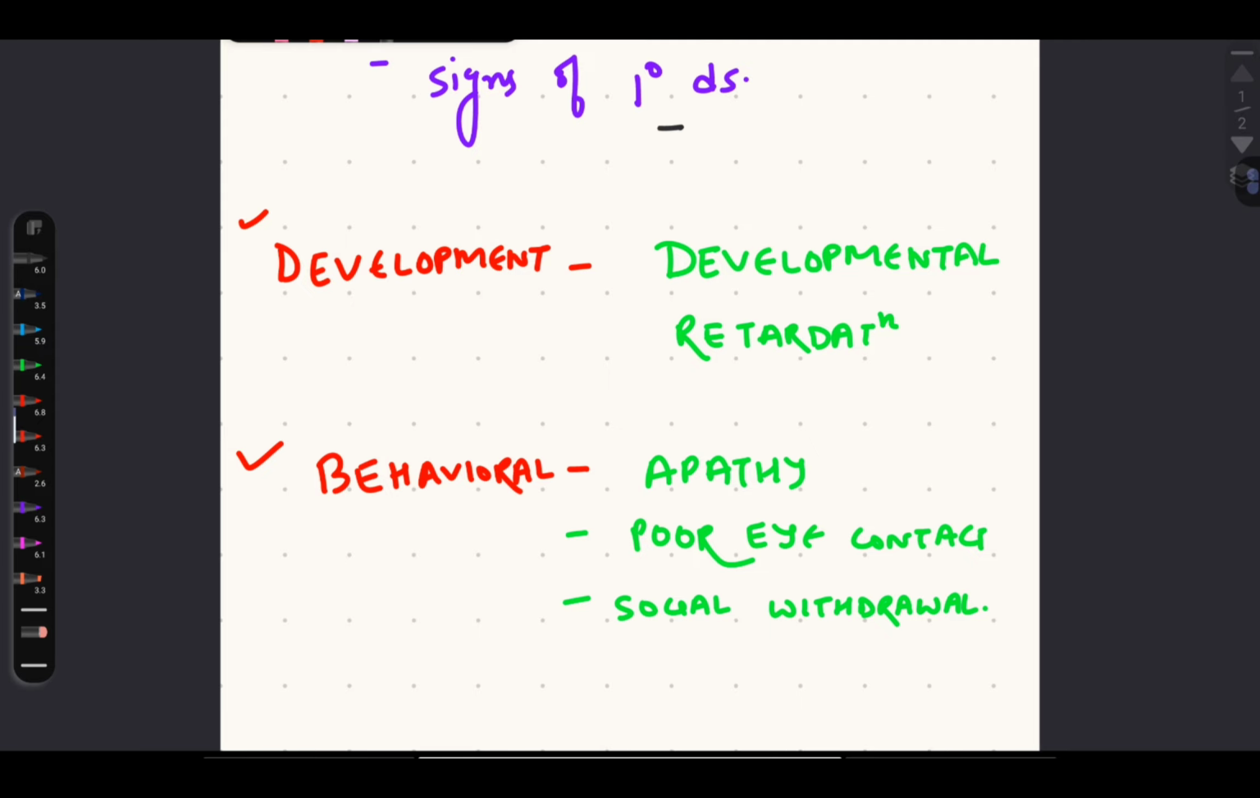Now, because malnutrition affects the development of the brain, a child with failure to thrive will also have some degree of developmental retardation. And if the child is abused or neglected, then usually the child prefers to stay aloof, contained within himself, not interacting much with the family members, or having poor eye contact. There may be social withdrawal and doesn't show much emotion. There will be lack of emotions or apathy, right?